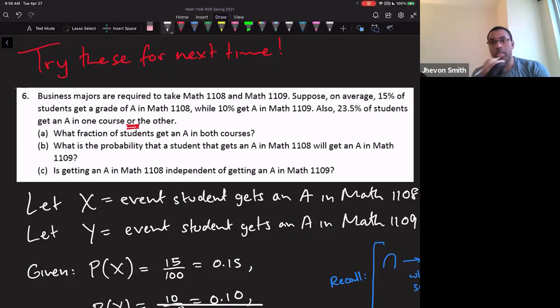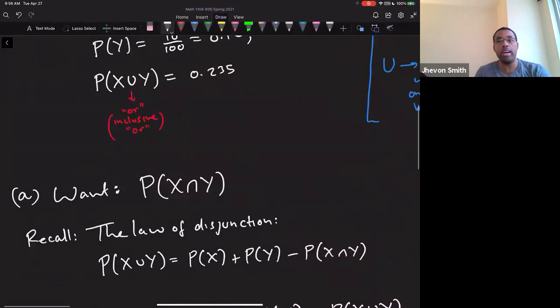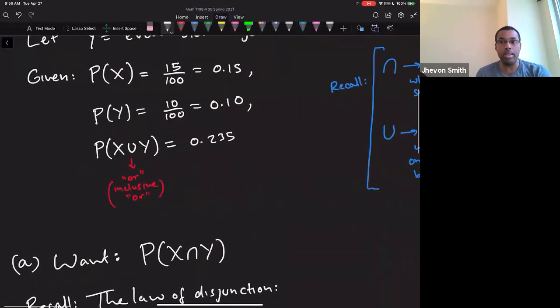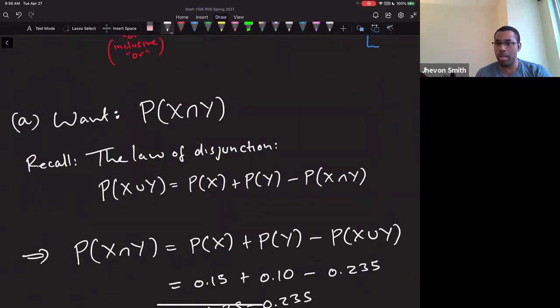So these are the principles. As you're seeing, we define our events. We write down the probabilities that we're given. Then we have to interpret the question as to which probability we want to find. Once we know what we want to find and we know everything that we're given, we now just look for a formula that connects all of them and you apply it, right?